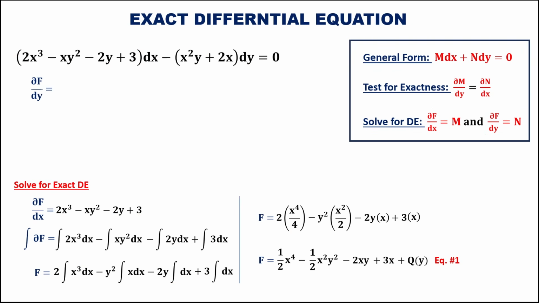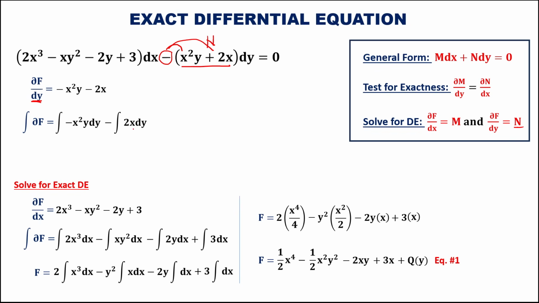So we have the partial f over dy equals n. And again, this is n, but we need to distribute this negative. So this is negative x squared y and negative 2x. Then from this, we need to integrate every term. So the integral of partial f, this one is the integral of negative x squared y, then the dy, then minus the integral of 2x, then the dy.